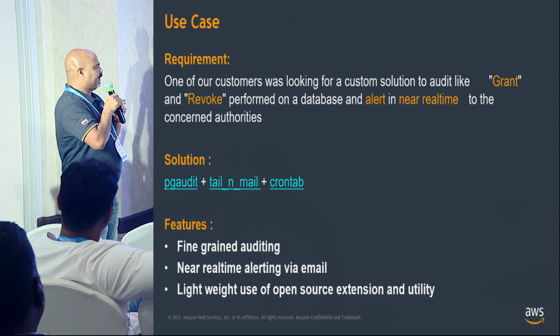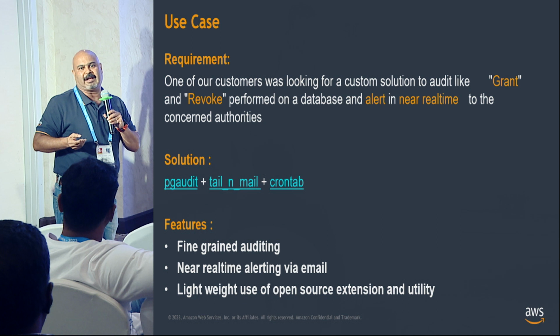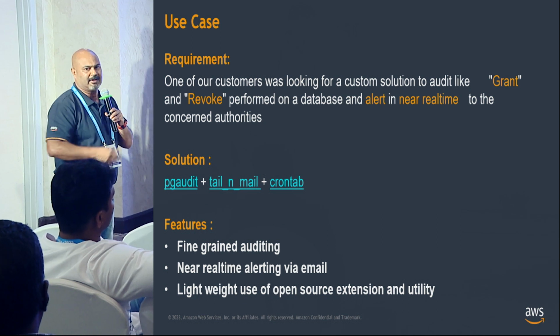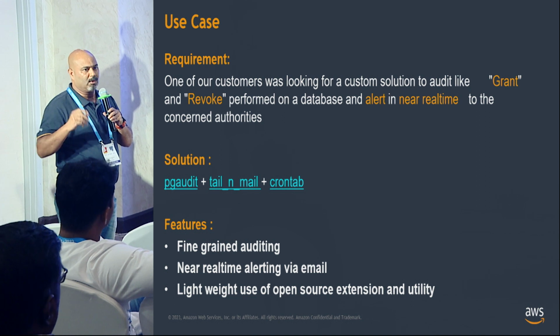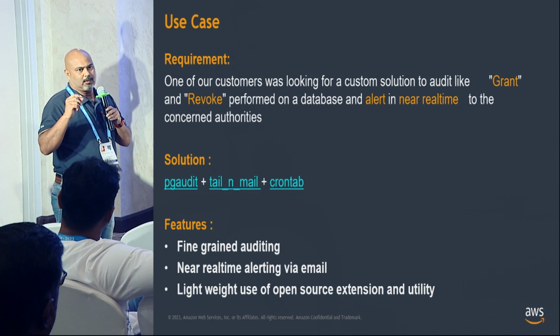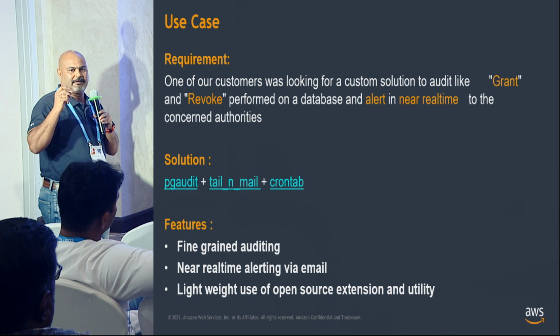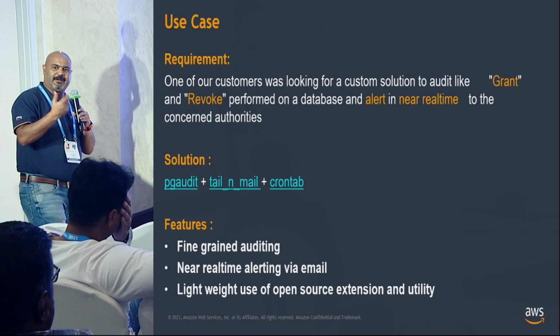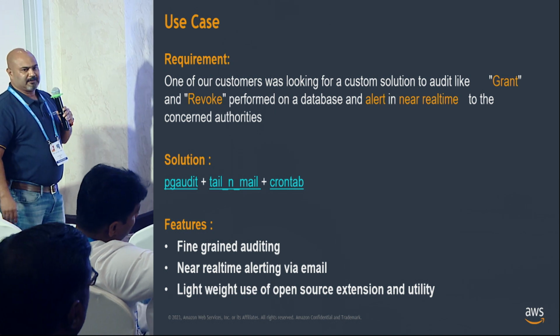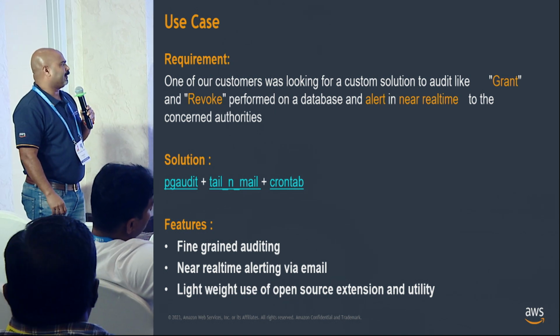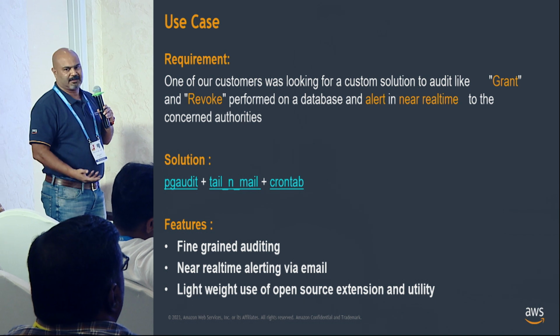So when we say features, it's fine-grained auditing. You can have different levels of auditing. We are going to look at what the different parameters are for that. You can have control over what information, at what level you want it, whether at row level, table level, DDL level, and a whole lot of features. Near real-time, as I mentioned, is through email, a lightweight use of open source extension and utility.